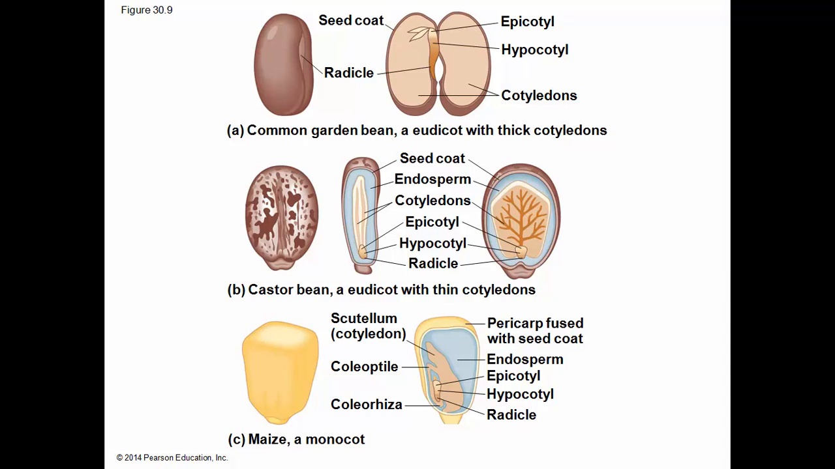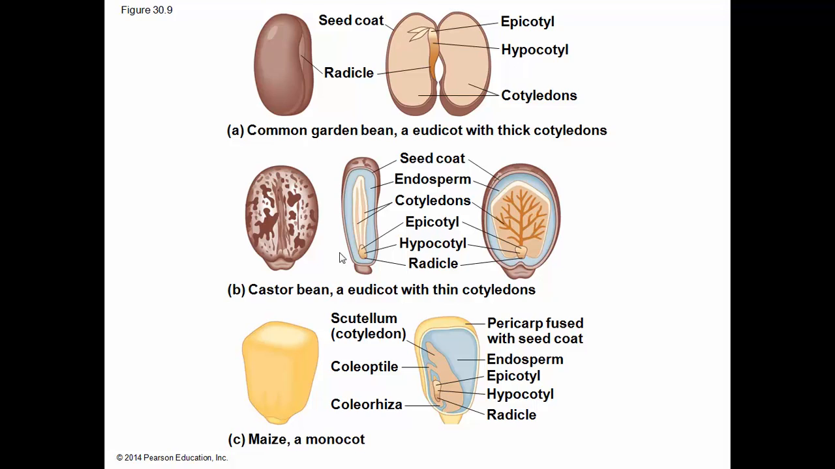Okay, so here's some graphics describing this in more detail. The common garden bean is a eudicot with thick cotyledons. The fleshy cotyledons store food absorbed from the endosperm before the seed germinates. So here's the epicotyl. This is where the little leaves are going to sprout out, and these are cotyledons. They are functional. They will become functional leaves, the first leaves. But this is where most of the nutrition of the endosperm has been absorbed into the cotyledons. The fleshy cotyledons store food absorbed from the endosperm before the seed germinates.